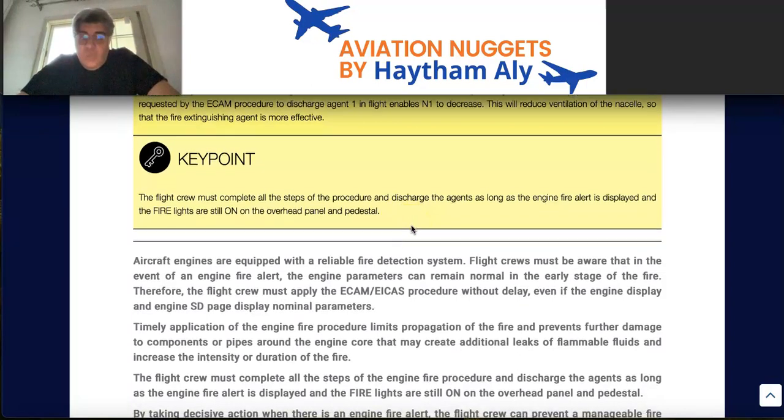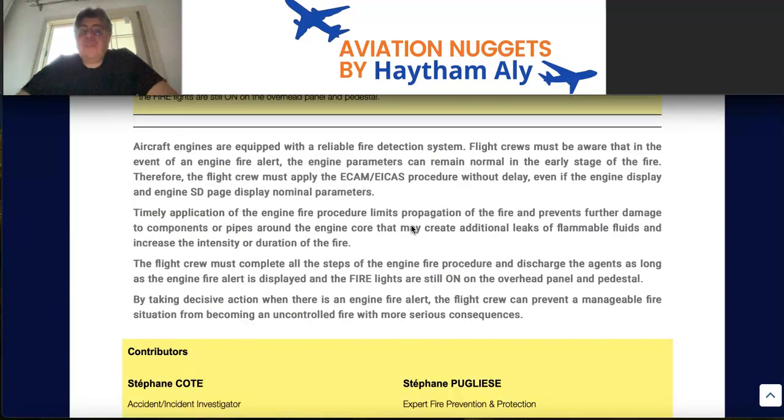Okay, everybody? So as a summary, everybody, to part 1, part 2, part 3 of this article, you need to understand that aircraft engines are equipped with a reliable fire detection system, dual loops. Flight crew must be aware that in the event of an engine fire alert, the engine parameters can remain normal in the early stage of the fire. Therefore, the flight crew must apply the ECAM or ICAS procedure without delay, even if the engine display and system display page show normal parameters.